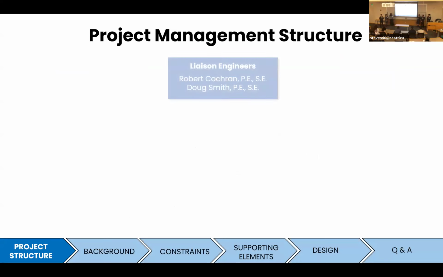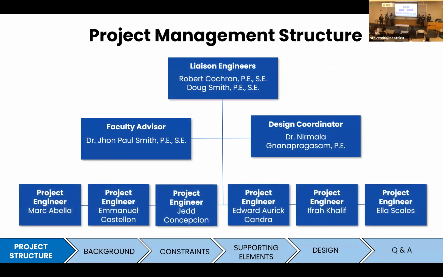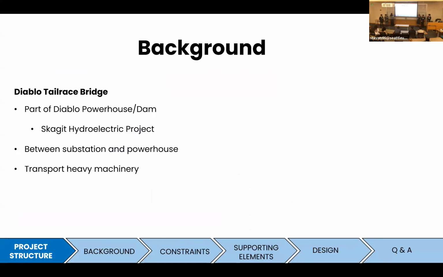For the project management structure, we've been working closely with our liaison engineers, Robert Cochran and Doug Smith from Seattle City Light, as well as our faculty advisor, Dr. Smith, and design coordinator, Dr. G. And the 6 of us make up CEE 24.2. So first we'll go over some background on our site location.